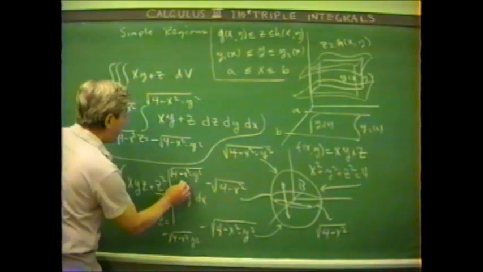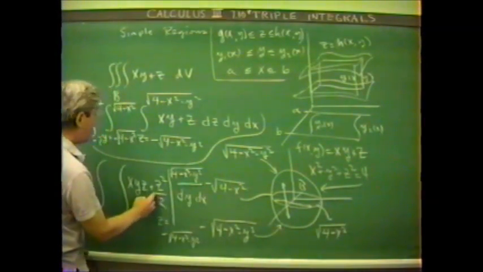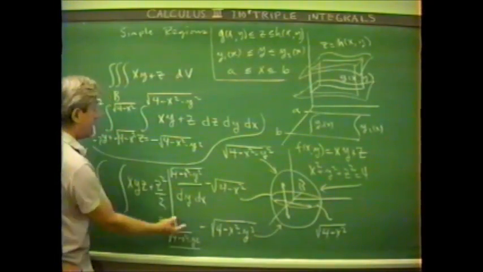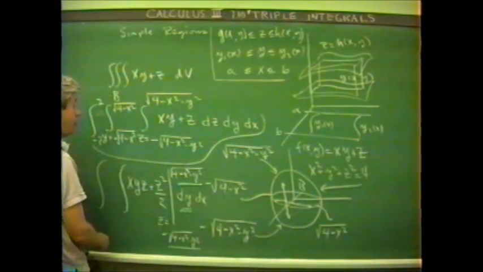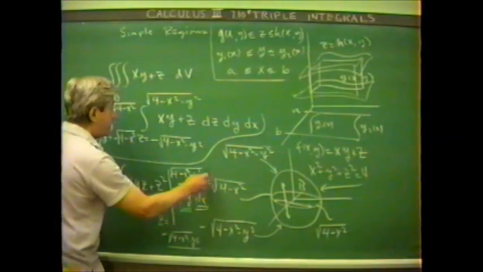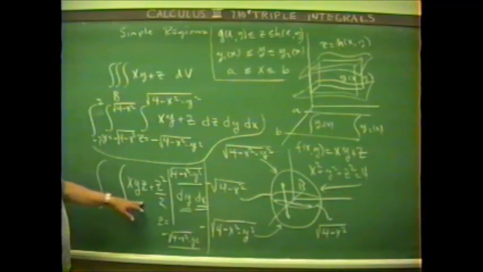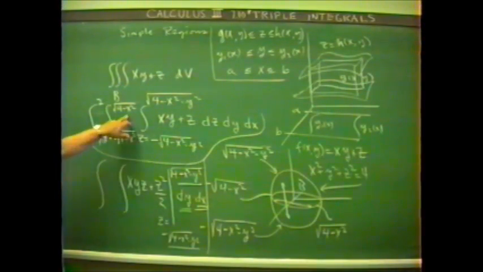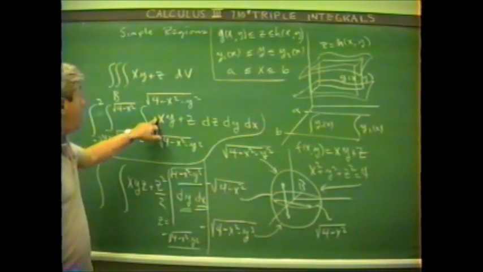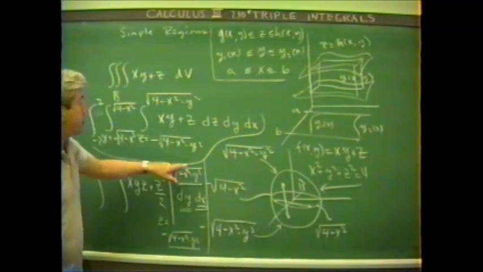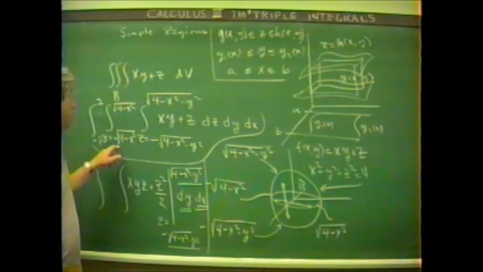When we do this evaluation, we put this in for z, we put this in for z, and we subtract the two, and we'll have no z's left. So we'll be integrating a function of x and y with respect to y, and then with respect to x, and that's the type of thing that we've already done. So here is how to evaluate, not the answer, but how to evaluate the volume of this if its density is xy plus z, and it's the sphere of radius 2 centered at the origin.